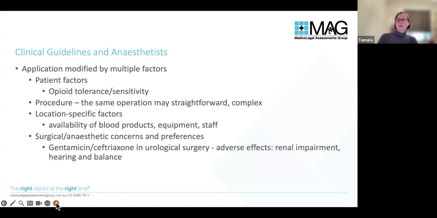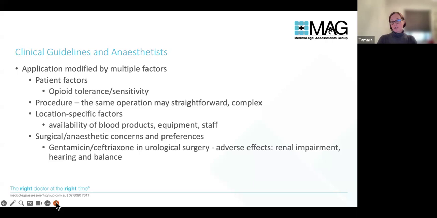And as I've mentioned, there are surgical and anaesthetic concerns, and we sometimes butt heads a bit. Urological surgeons love to use gentamicin when they are doing an operation through your urethra and bladder to remove a stone, kidney stone or something like that, or prostate surgeries. Gentamicin has very little potential for allergy, but it's not great if you've got kidney dysfunction, and it can have a devastating side effect on your eighth cranial nerve, which is your hearing and balance.